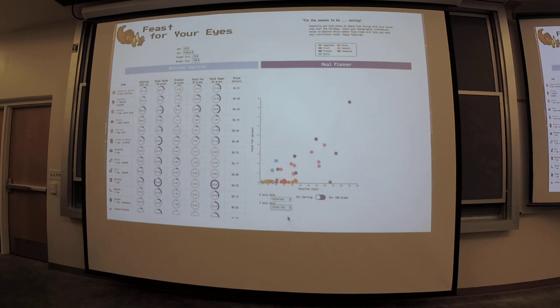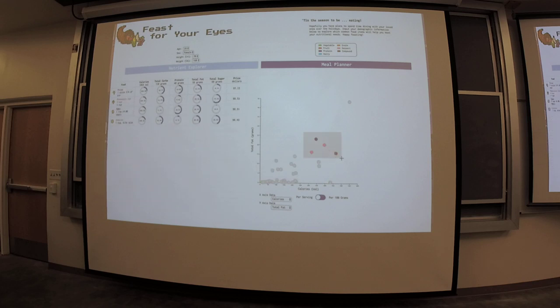The toggle switch also allows the users to switch between showing nutrients per serving, which is what is shown in the table, and showing nutrients per 100 grams. This allows users to compare the nutrient density of your foods. The scatter plot also features tooltips, synchronized highlighting, and brushing of the table.